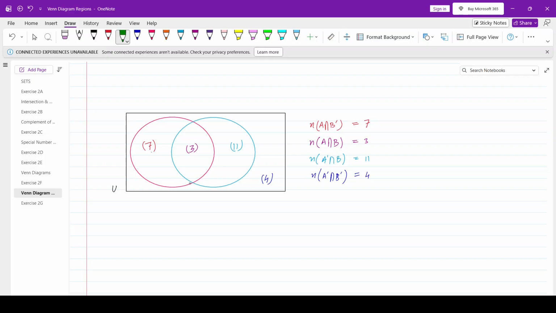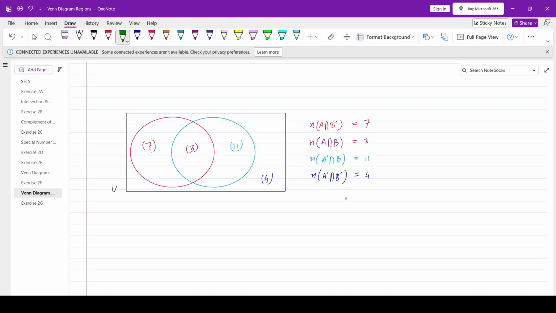From here, the number of elements in A intersection B, that is A and B both. So this is the area where A and B both are present. Therefore, the number of elements in A intersection B is 3. Now, the number of elements in B but not A is equal to 11 from here. So this is the region. And the number of elements in A prime intersection B prime, that is neither A nor B, is 4.